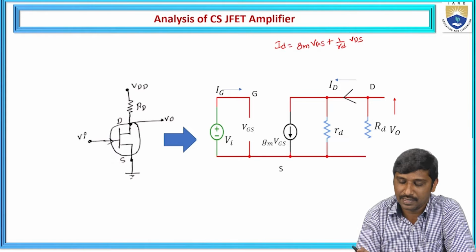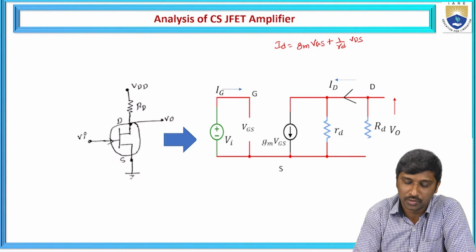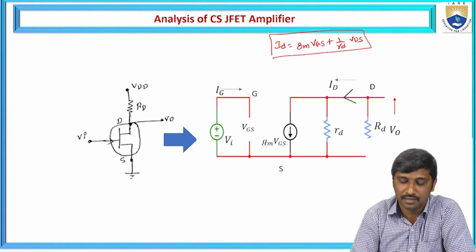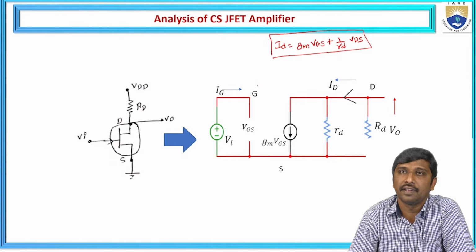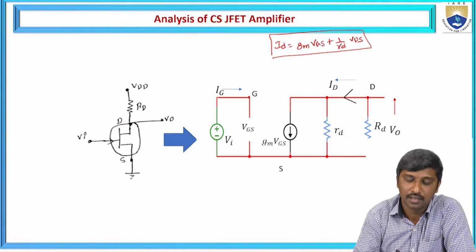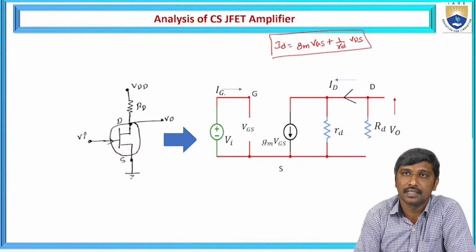Hence, here it is represented as, so this is the drain output side. The drain current is represented as gm times VGS plus 1 by rd times VDS. And generally in a JFET, the gate is open, hence the gate terminal is open, and across the gate it allows the gate current, that is represented as IG.